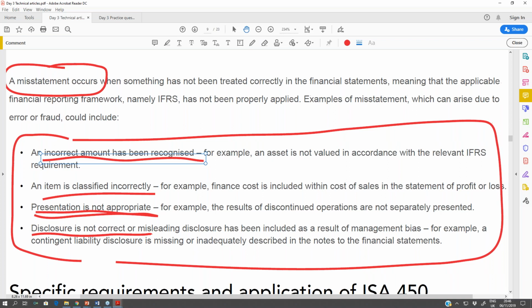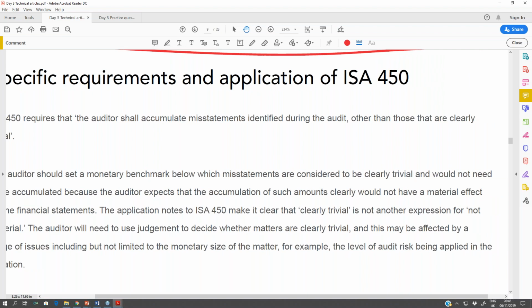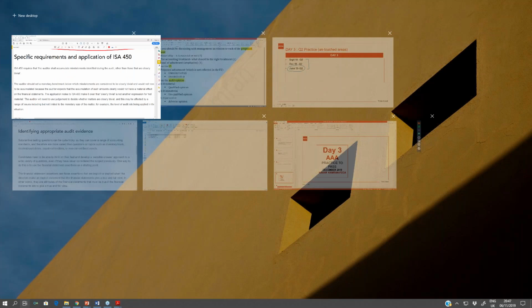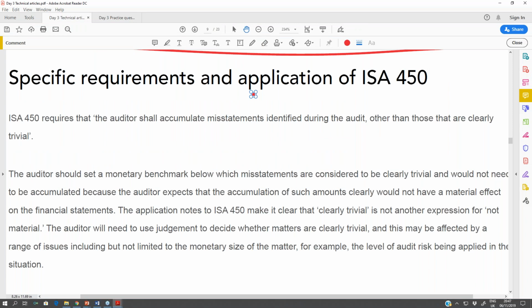Then comes an important part, the specific requirements of ISA 450. When you are evaluating the misstatement, what are the specific requirements? You need to read this paragraph very carefully at home. If you go through this paragraph, you will realize that the examiner tells you the way you should be evaluating the misstatement, and then you will get a very practical answer for September 18: when you are communicating matters with management, what matters do you communicate with management.